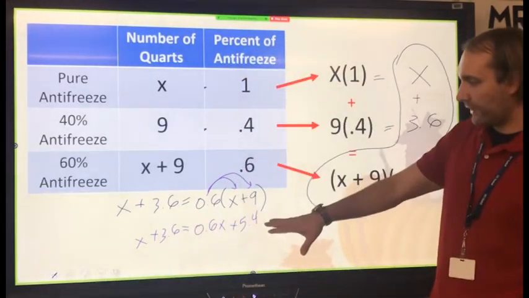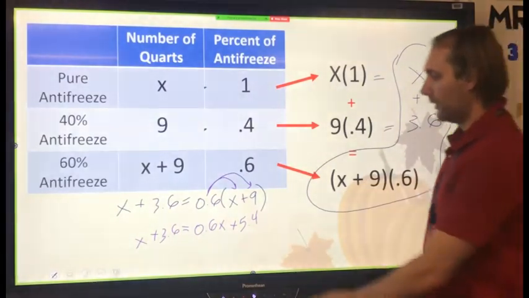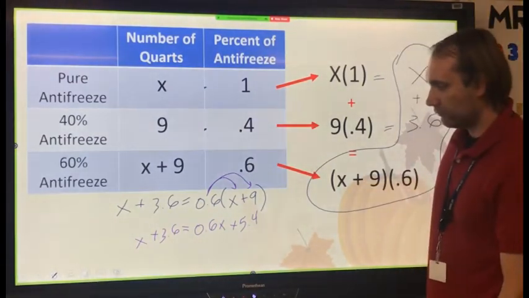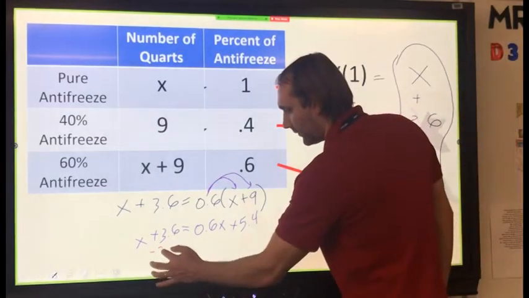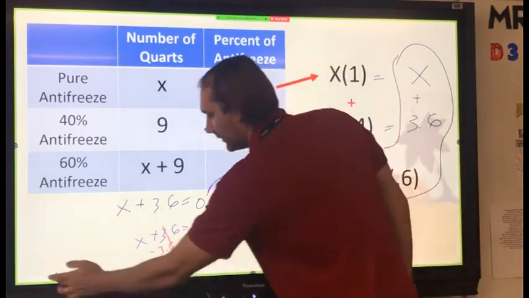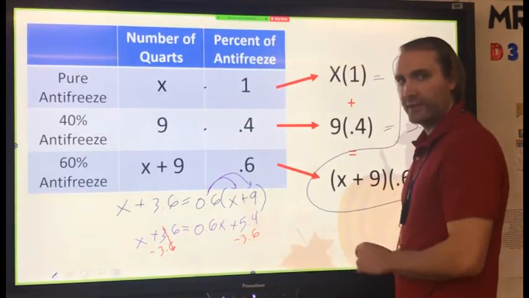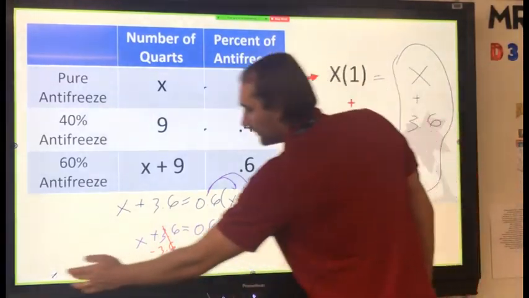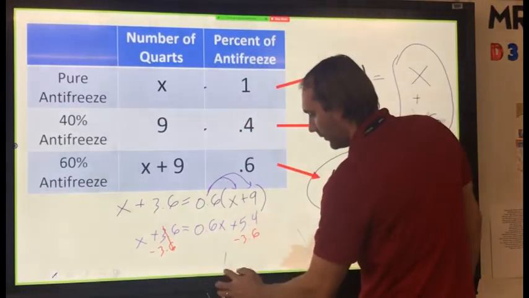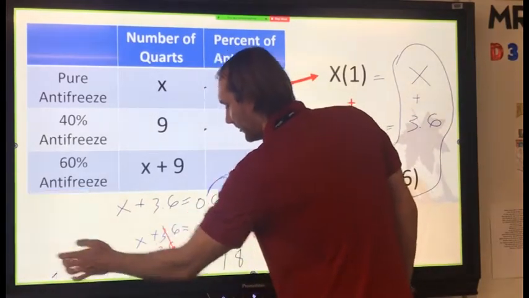Now I want to combine like terms, but let me move it over. So what should I move over? I'll subtract this 3.6. That'll cancel. What is 5.4 minus 3.6? 1.8.